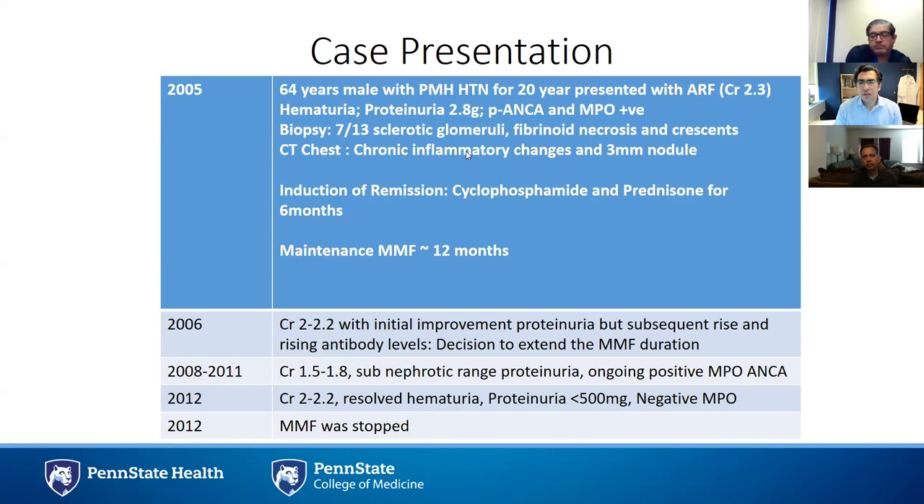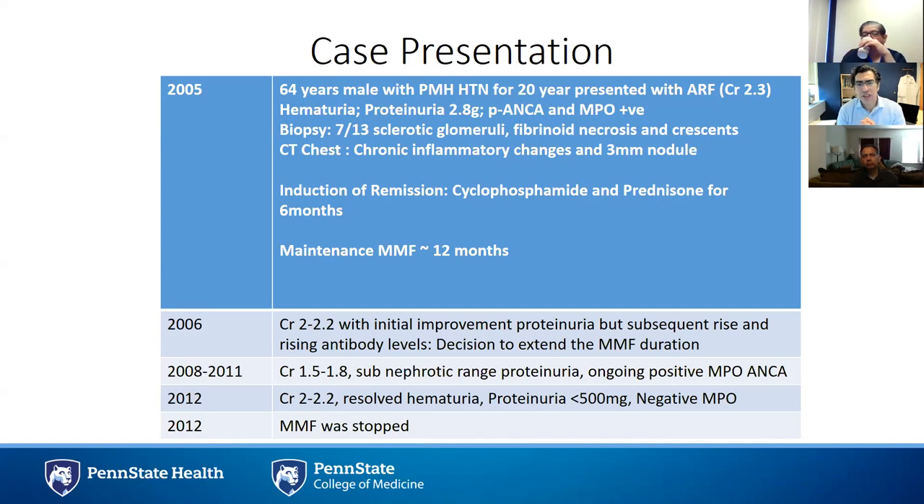So let me present a case of a patient of mine whom I have been taking care of since 2006-2007. At that time, in 2005, he was 64 with a history of high blood pressure for 2 decades. His original presentation was acute kidney injury, creatinine 2.3, hematuria, and proteinuria of 2.8, and he had P-ANCA positivity with myeloperoxidase.